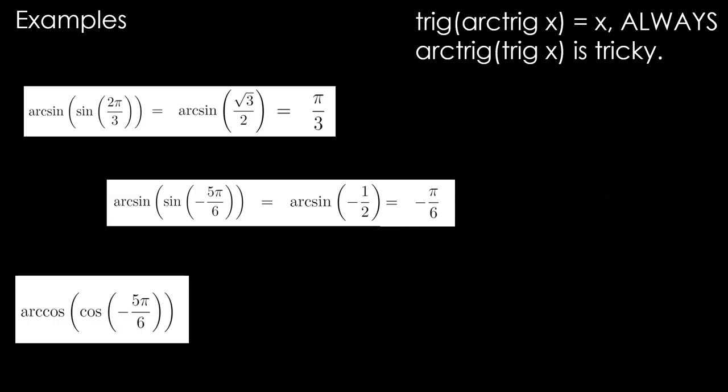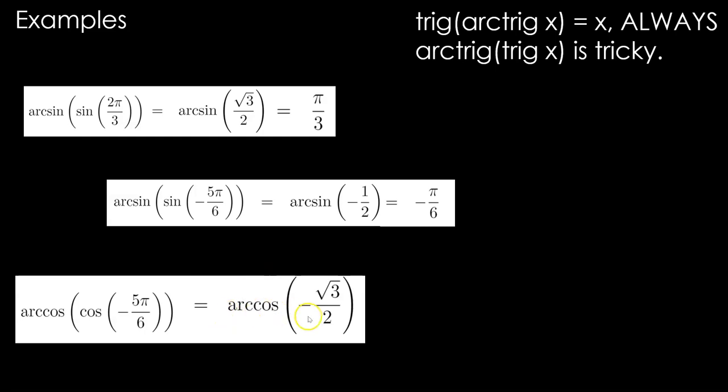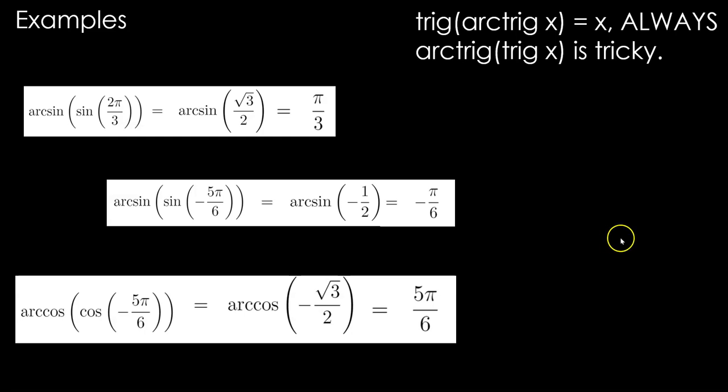Let's try one with cosine. Arc cosine of cosine of negative 5 pi over 6. Well, negative 5 pi over 6 is in what, the third quadrant, so cosine is negative. A reference angle of pi over 6 means I'm going to get square root of 3 over 2. Arc cosine of negative square root of 3 over 2. Well, arc cosine is that weird one. If it's negative, I have to put it in the second quadrant. So pi over 6 in the second quadrant is 5 pi over 6.